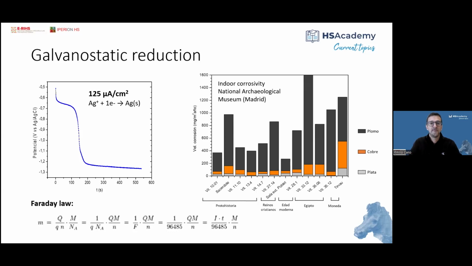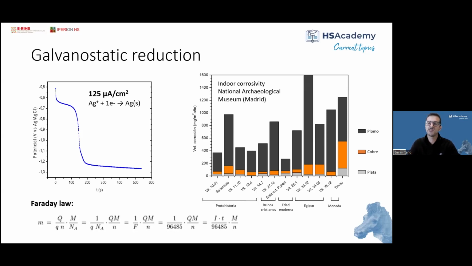Then, multiplying the current that we know by the time the process takes place, we can calculate the charge. And from the charge, using Faraday's law, we can obtain the mass of the metal that has been reduced. And what is this useful for in our field? Well, that allows us to measure the corrosion layers that have been formed or deposited on different metals.